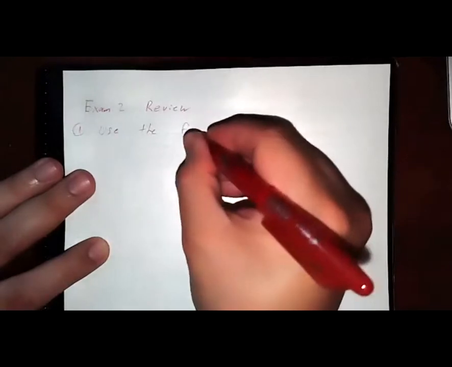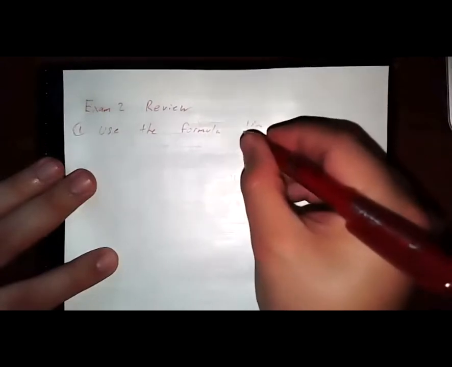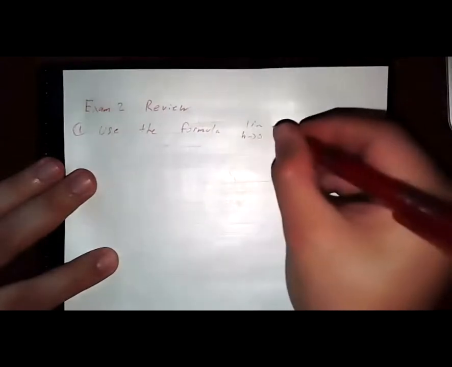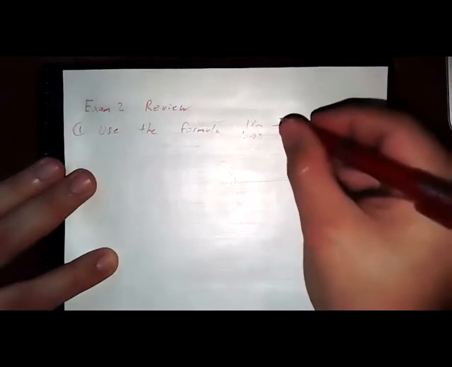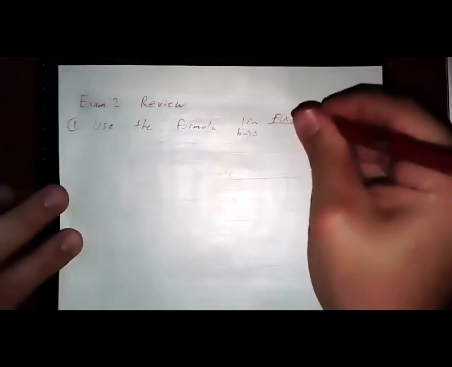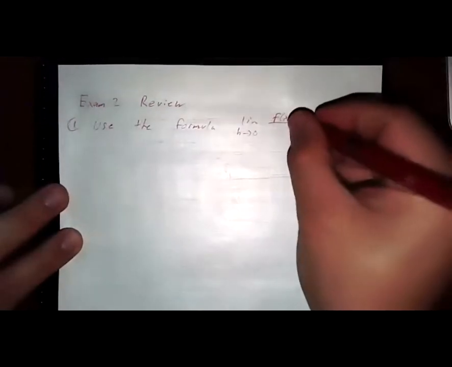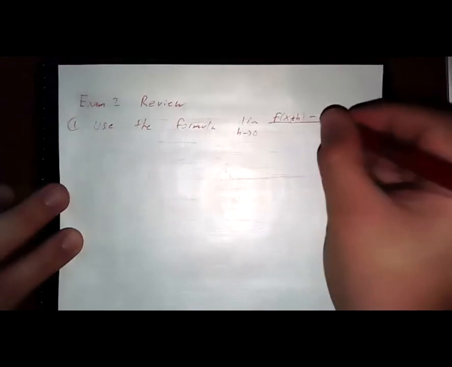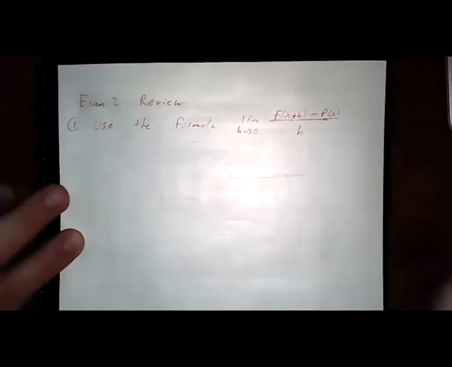Now, exam 2 review. So number one says use the formula for the limit as h approaches 0 of f of x plus h minus f of x over h. Okay. I forgot the plus.